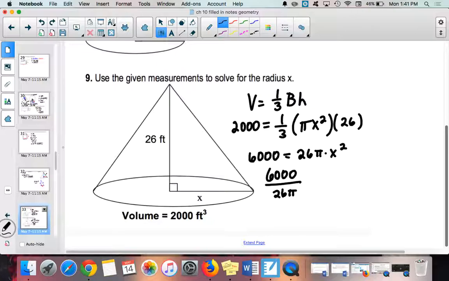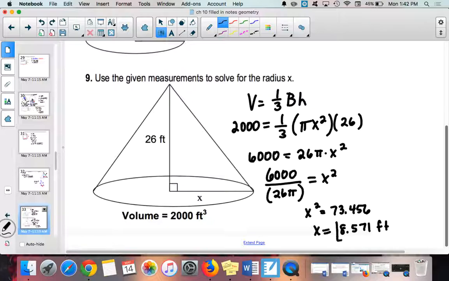Did some of you guys do this? You want to put parentheses around the 26 pi. Because otherwise your calculator will divide by 26, and then it will take that answer and multiply by pi. Okay. So we end up getting x squared is equal to 73.456. So when we take the square root, we should get 8.571. Did you guys have that as your number? Good, awesome. Units? Feet, yep.